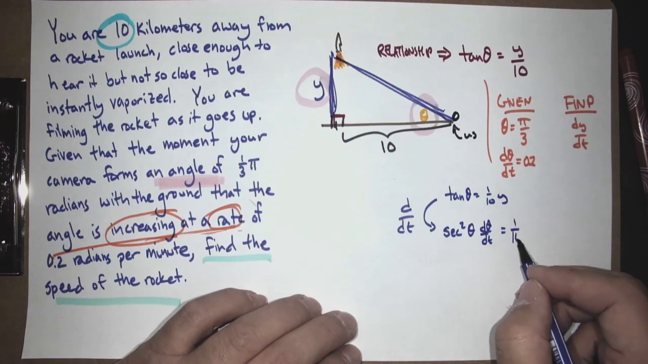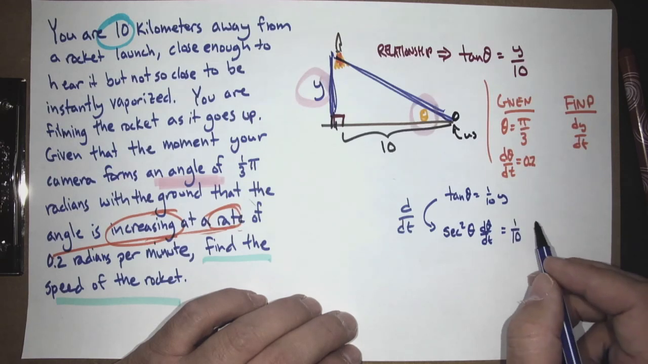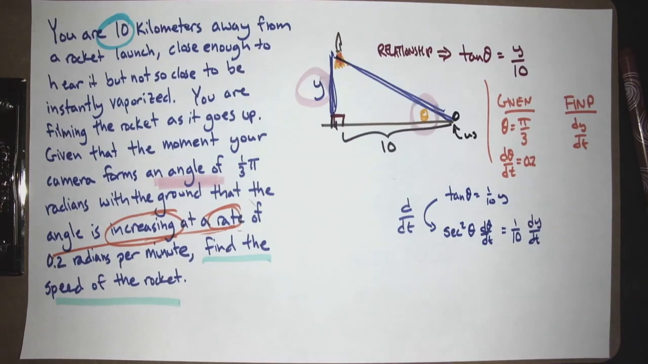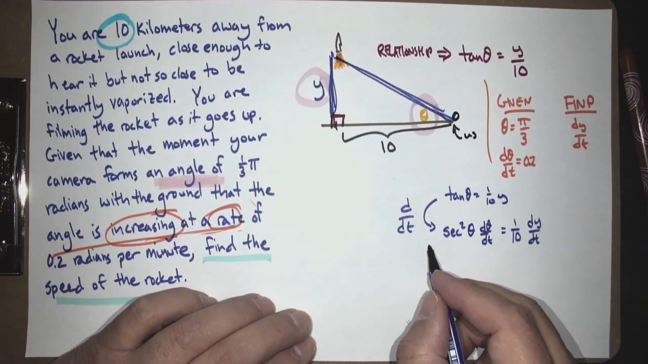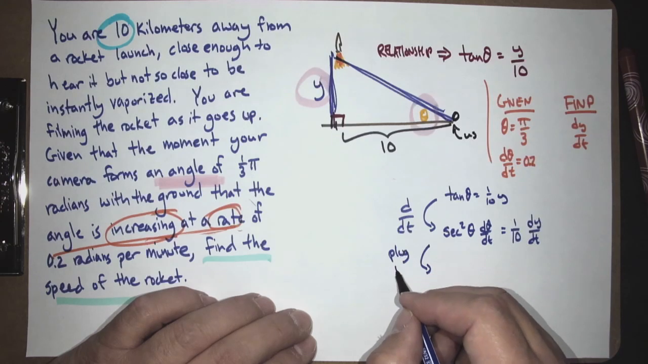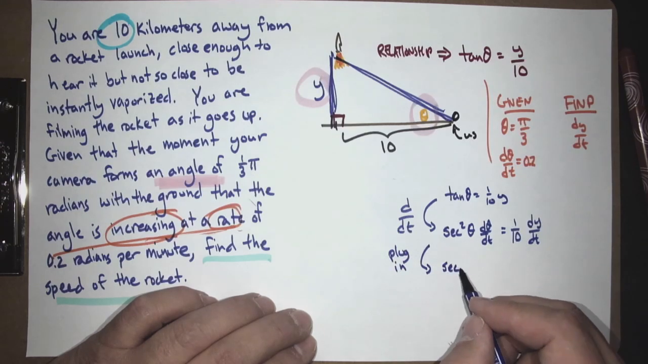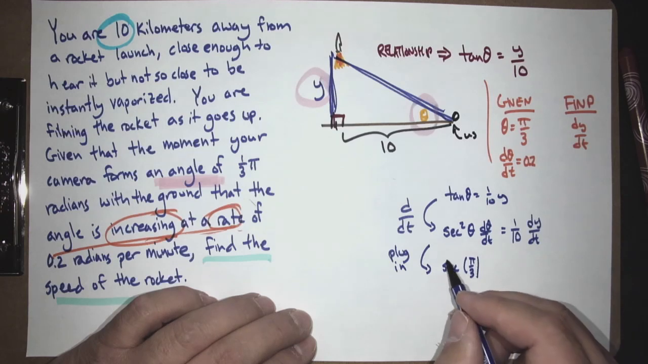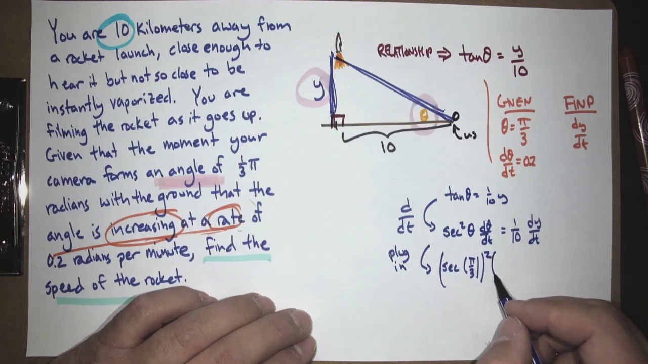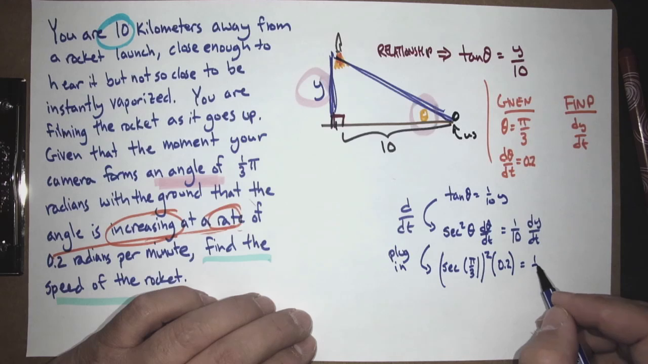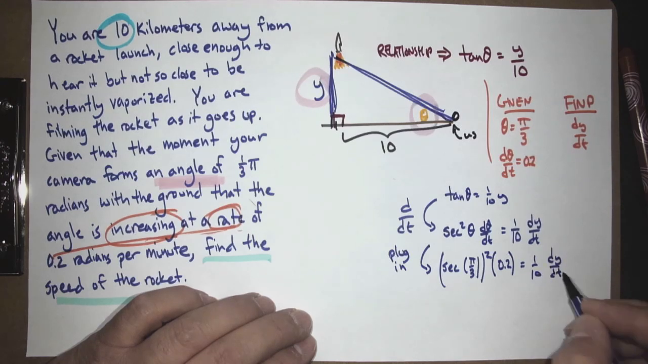The 1/10 is a constant. Derivative of y with respect to t, dy dt. All right. Well, cool. So, we're ready to plug stuff in. Plug in. We have secant, all right, this says pi over 3 quantity squared. d theta dt is 0.2 equals 1 over 10 dy dt.